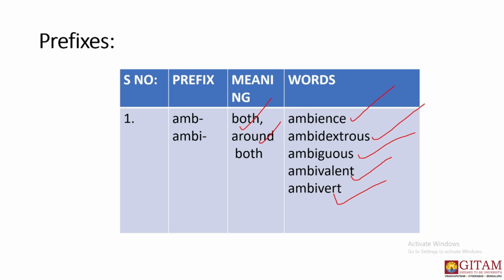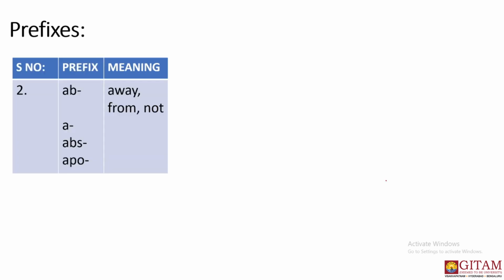Do you have a friend who is sometimes very friendly and at other times is very reserved? Then you can call him ambivert. So see, it's because we know the prefix ambi, we could easily learn five words, right? I'm taking you to the next prefix, ab, which means away.